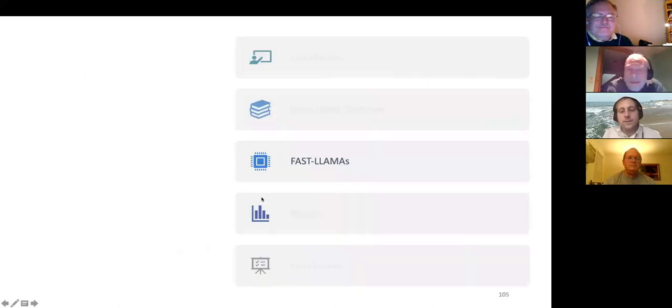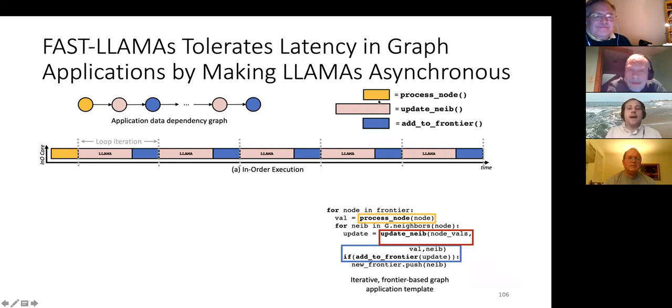Okay, so let's talk about fast llamas. If you look at the graph application, remember we talked about the process node operation, your update neighbor, and your add to frontier. A lot of graph applications can basically be distilled down to these three operations. The llama is when you update your neighbor. It's when you go into your memory to get your neighbor, which is a random memory access. And you can see that the llama takes up the most amount of time.